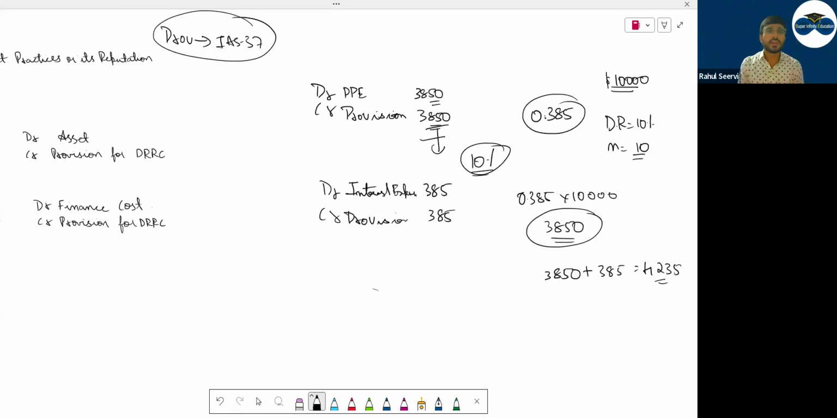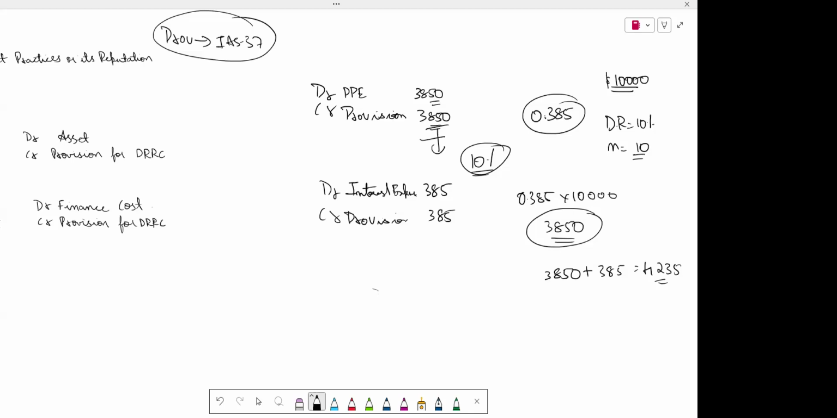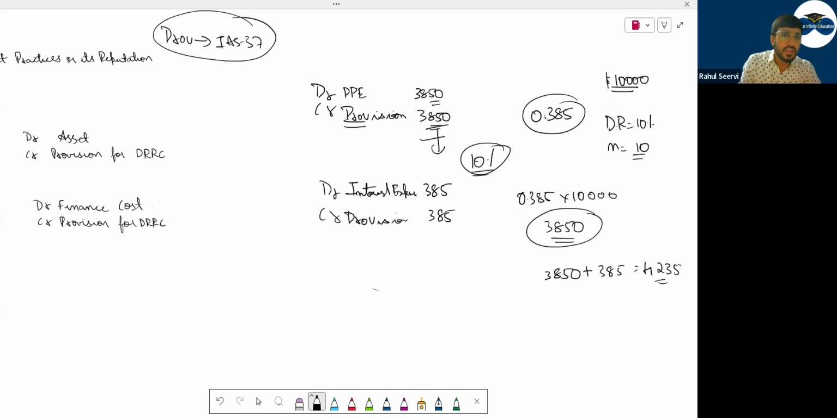Is this clear? The part which I have done here. Is it clear to everyone? Yes, sir. Sir, important, but why is this part going to provision? Why are we recording provision? Yeah, this we will understand once we do IAS 37.